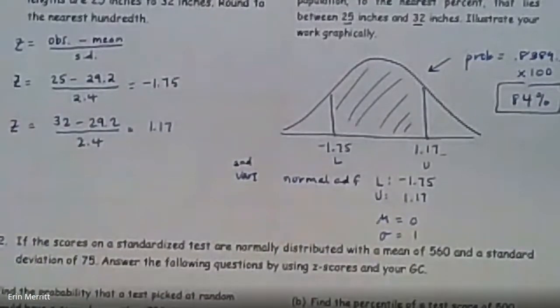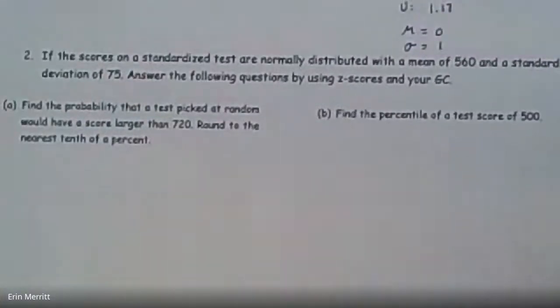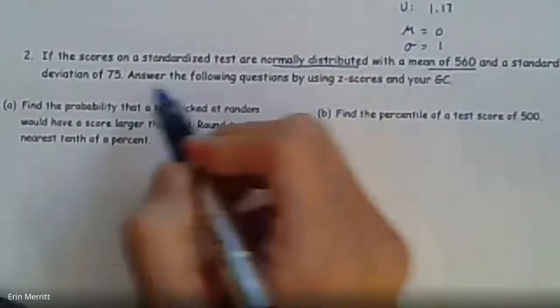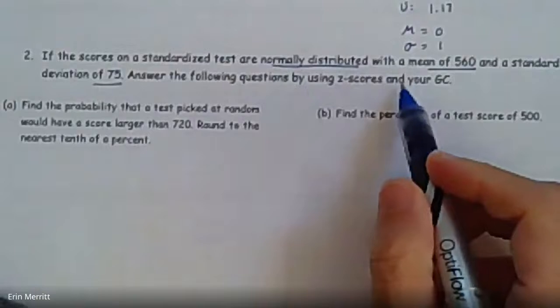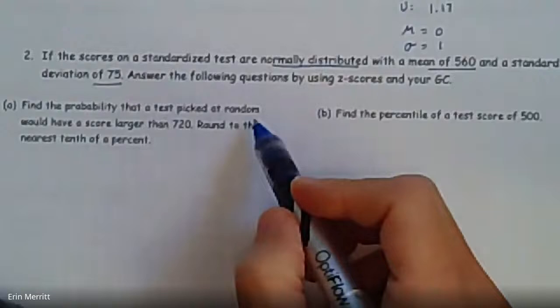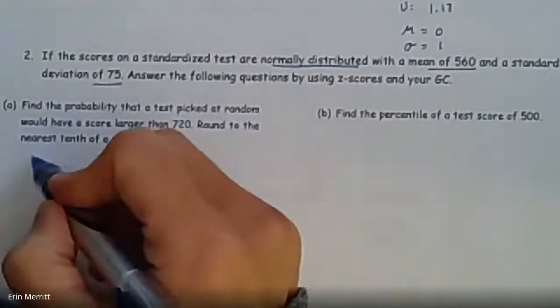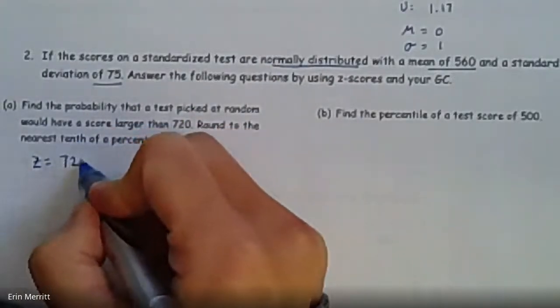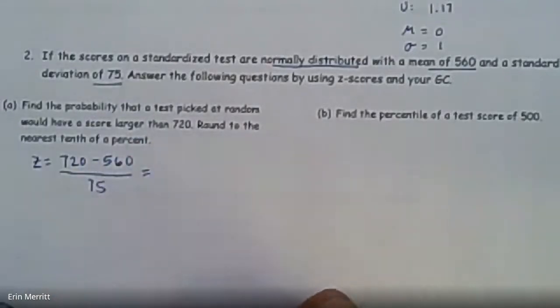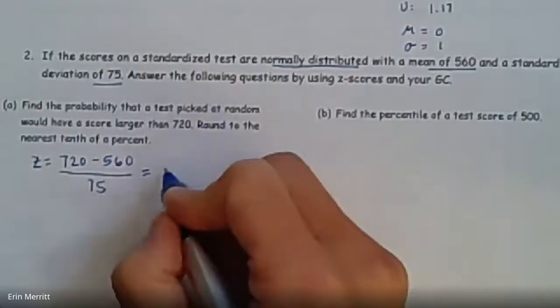And now what we're going to look at is why do we bother to learn these z-scores? Why are they helpful? So when we get to this next one, it says if the scores on a standardized test are normally distributed, we got a mean of 560, standard deviation of 75, answer the following questions using your z-scores. Find the probability that a test picked at random would have a score larger than 720. So calculate the z-score for 720. Subtract the mean, divide by the standard deviation. What that should come out to be is about 2.13.